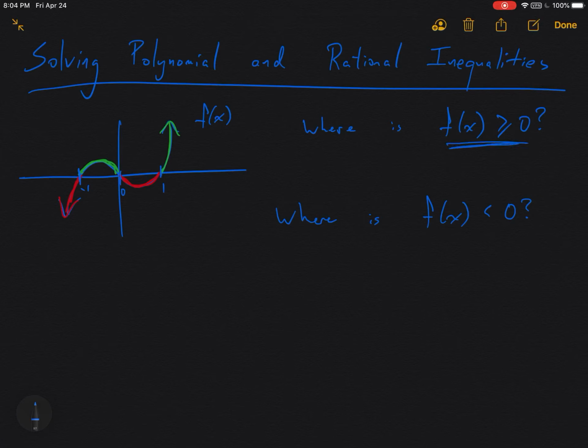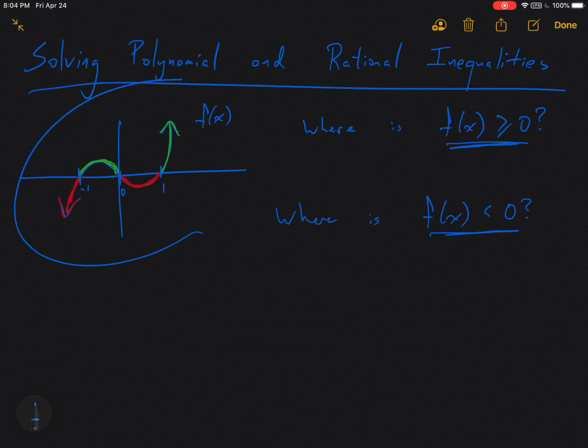Examples of inequalities like this look like saying when is a polynomial bigger than 0 or when is a polynomial less than some number. Those are examples of the inequalities that we want to solve. We want to be able to talk about when a given polynomial or a given rational expression is something like positive or negative or whatever.